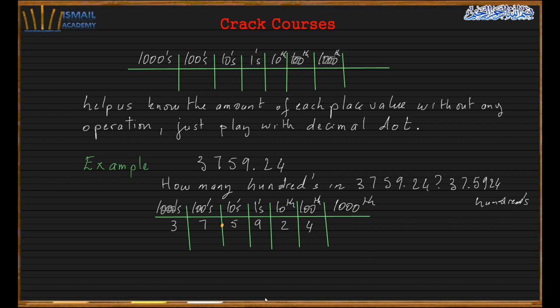If I have another question, how many tenths do we have? It's the same idea. If I get my dot back to the original position and ask how many tenths I have, I'm going to move it to the line between the tenths and the hundredths. Now I have 37,592.4 tenths. Let me put tenths in terms of letters.